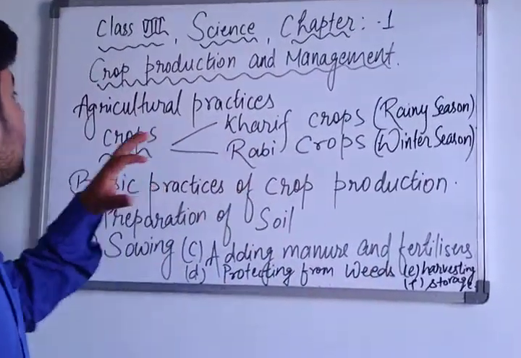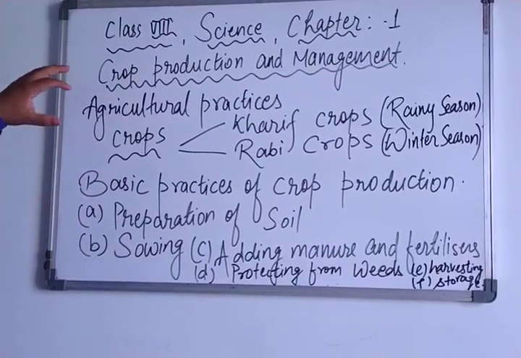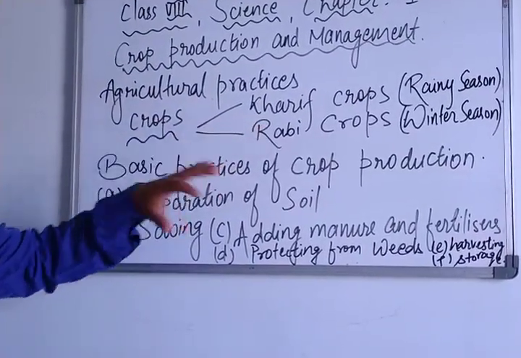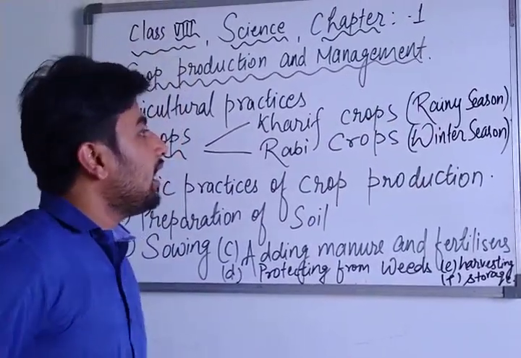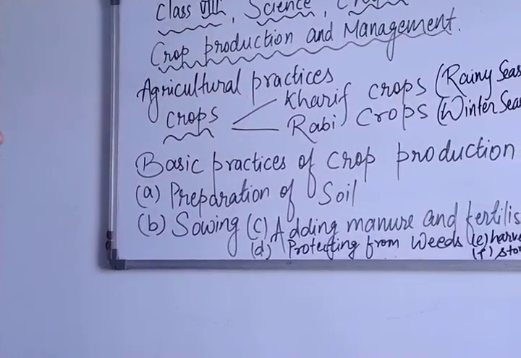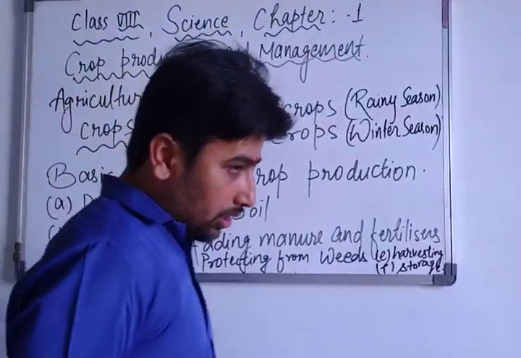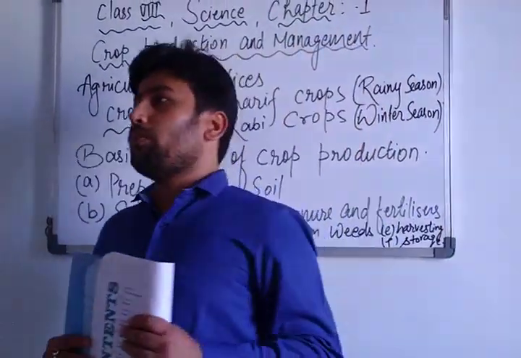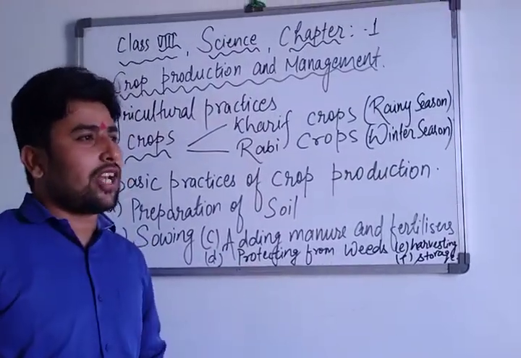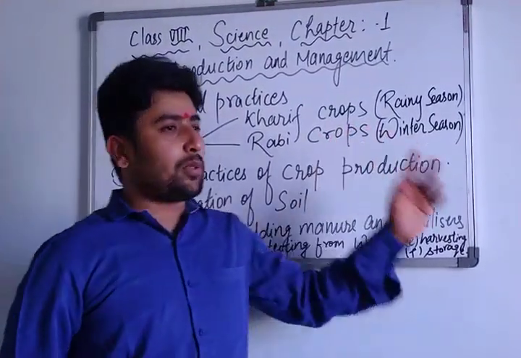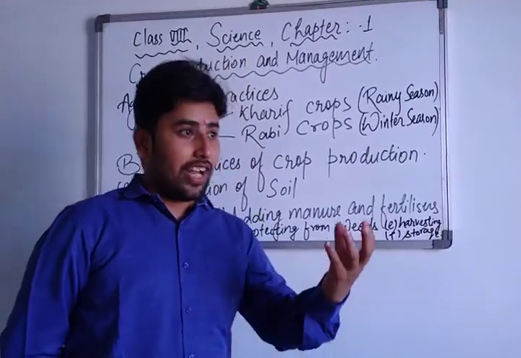And now the kharif crops and rabi crops information. A crop which is grown during the rainy season is called a kharif crop, and a crop which is grown during the winter season is called a rabi crop. Can you name any of the crops grown during the winter season and rainy season? Rainy season, I hope all of you know, is especially popular for the paddy plant, the rice plant.